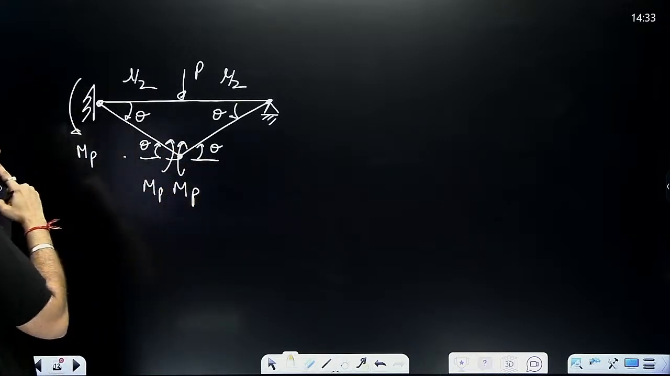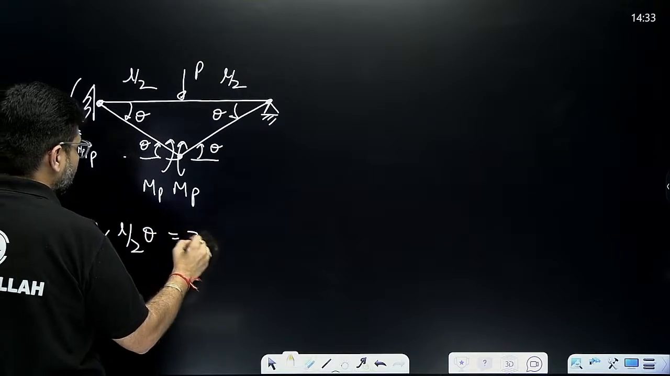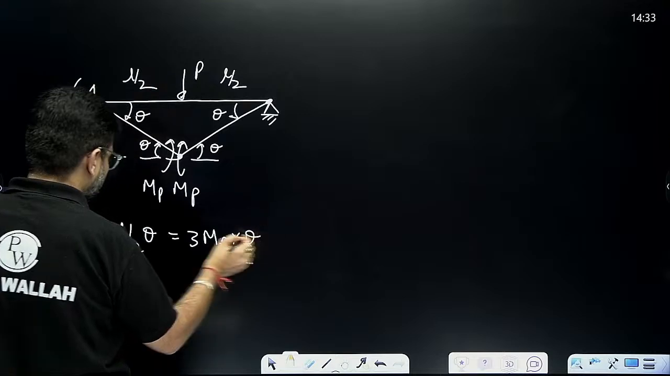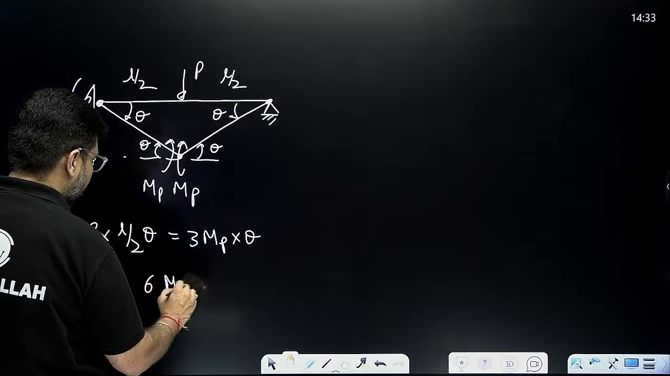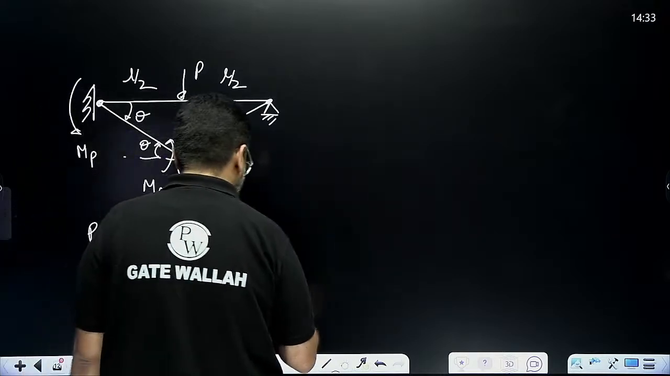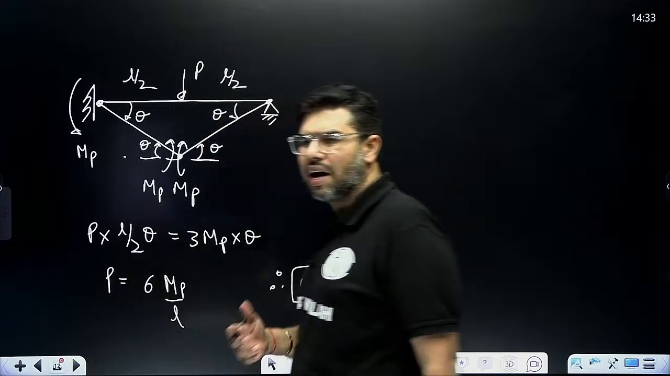By principle of virtual work, I can write P into L by 2 theta is equal to 3 MP into theta. Theta theta cancels. So P is equal to what? 6 MP by L. Therefore alpha is equal to how much? Alpha is 6. These kinds of simple questions are asked in your exam.